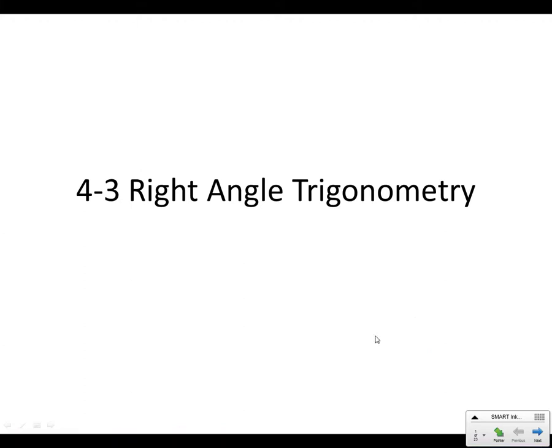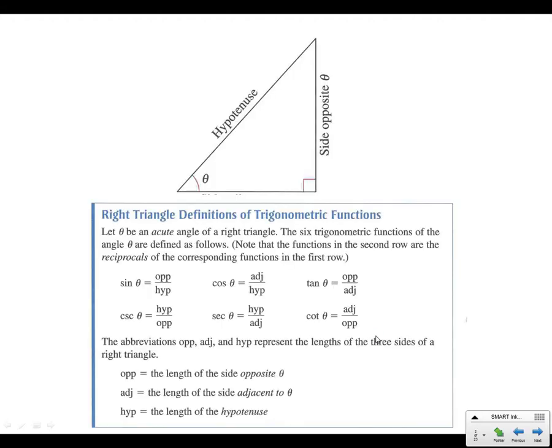Alright, let's get started with 4.3, which is right angle trigonometry. So we're going to take what we've started with on the unit circle and now be able to apply it to any right triangle, any triangle with a 90-degree angle in it. Alright, so some definitions to get started with.